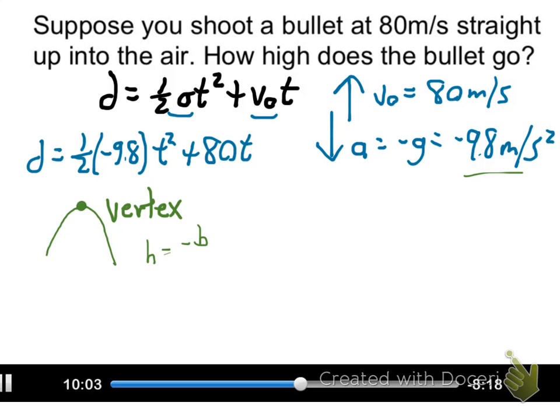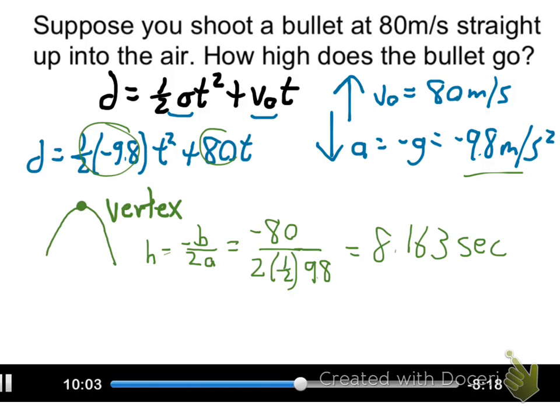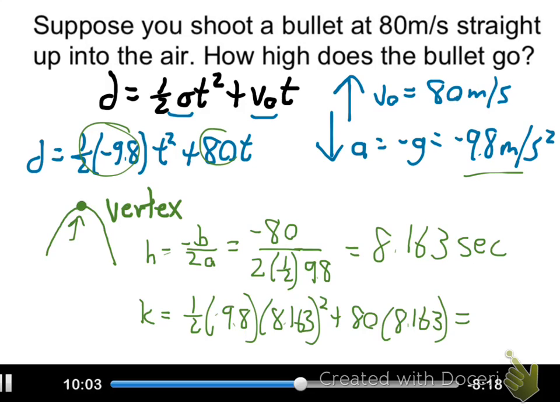To find the vertex, we first need to find h, and we've done this before, so you can check my work on this. Once we find h, that's how long it takes to get to that maximum point. Now we can find k by plugging that back into our original equation. And solving this gives us a height of 3,265 meters. So go ahead and check me on this. See if this makes sense.